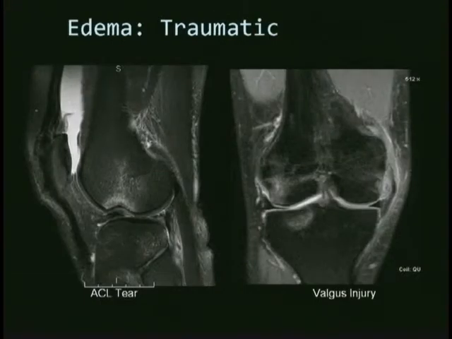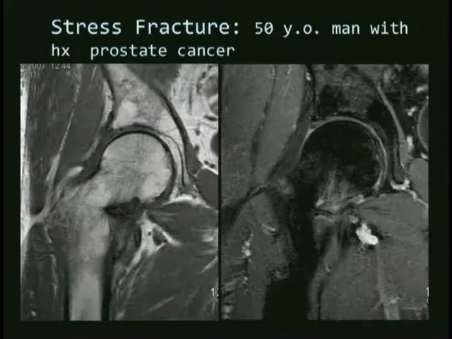Well, this pattern of edema does not cause any diagnostic problem. You've seen this ACL tear with the characteristic pattern of bone contusion and osteochondral impaction here. And in this other patient, you can see he had a valgus type of injury with a tear of his tibial collateral ligament and contusions on the contralateral side. So that doesn't cause any diagnostic problem.